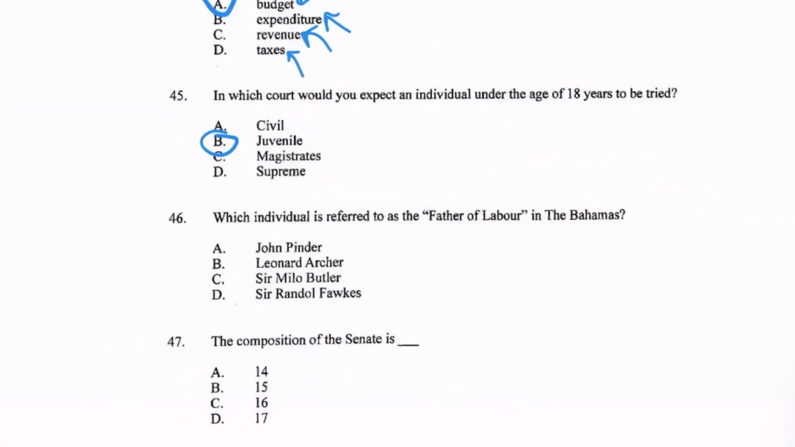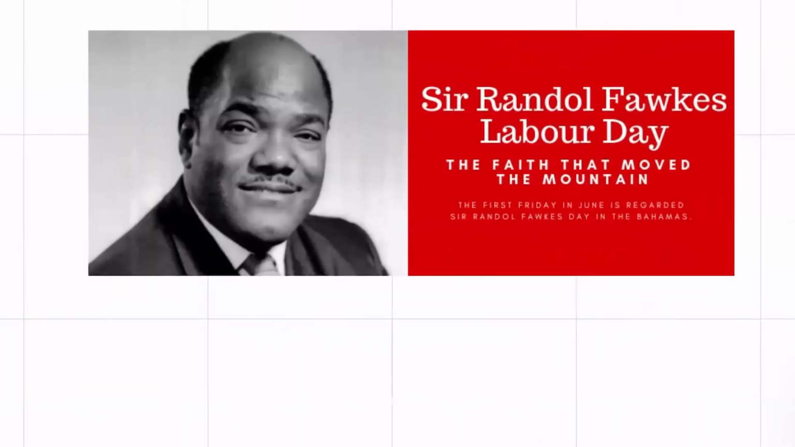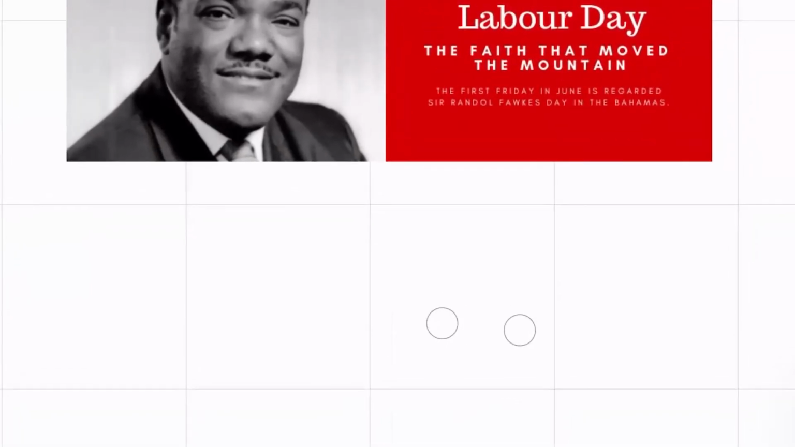Which of those would be considered the highest court in the land? Civil, juvenile, magistrate, or supreme? Yeah, it would be the Supreme Court. All right, number 46, which individual is referred to as the father of labor in the Bahamas? We're getting D's. D, Sir Randall Fox. That's correct. In fact, let's take a look. Sir Randall Fox, we even changed the name Labor Day to Sir Randall Fox Day to commemorate this gentleman. Okay, so Sir Randall Fox.